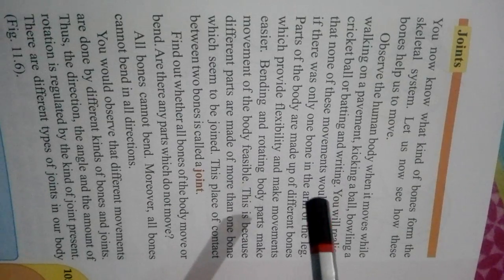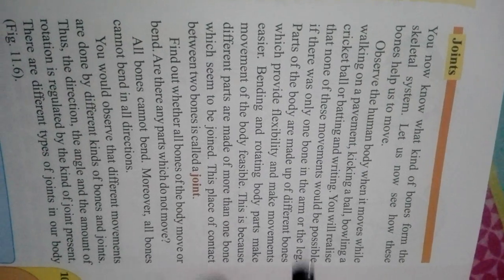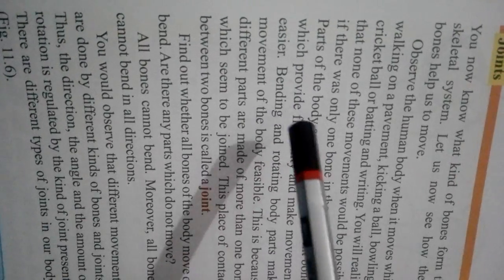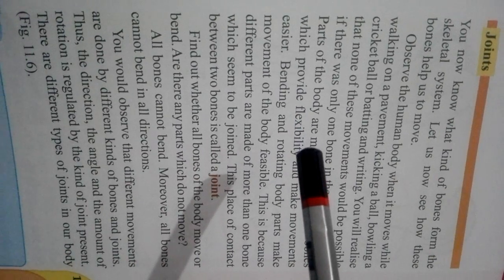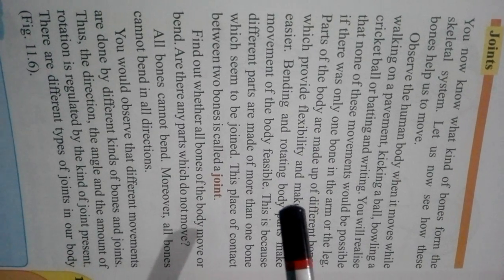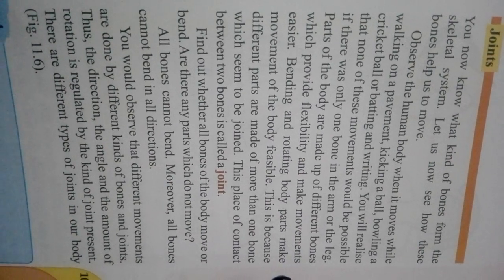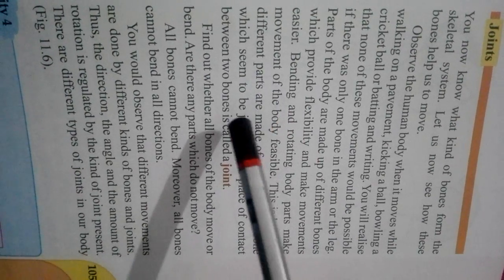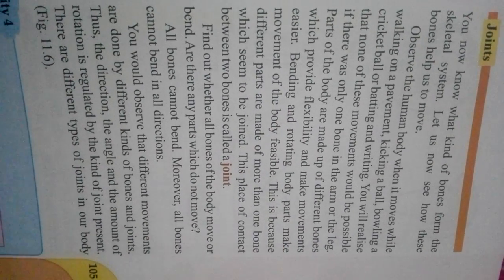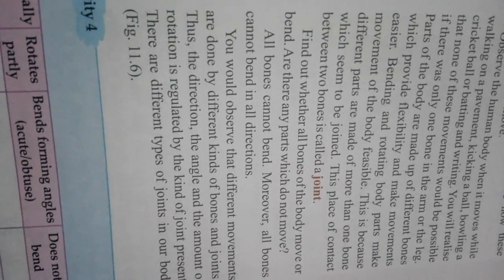Parts of the body are made up of different bones which provide flexibility and make movements easier. Bending and rotating body parts make movement of the body feasible. This is because different parts are made of more than one bone, which seem to be joined. This place of contact between two bones is called joint. The place of contact is the joint.